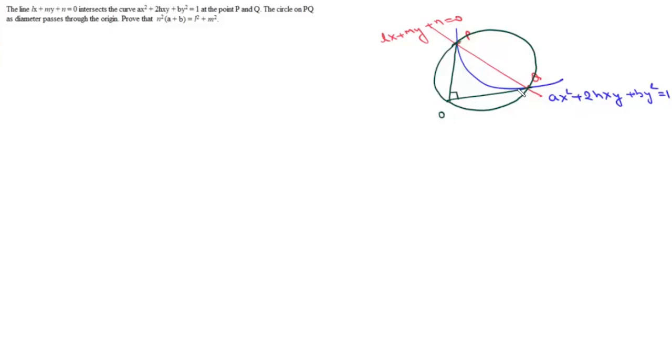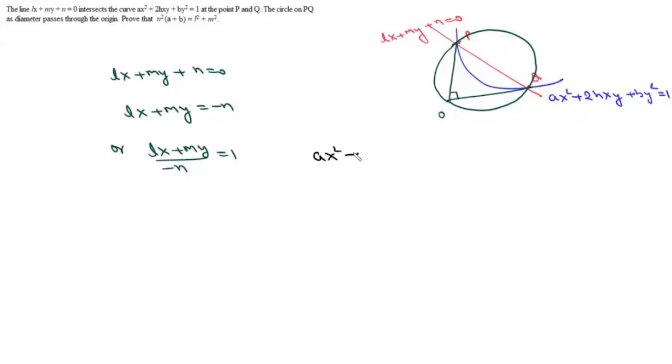Now we know that in all these questions, what we do is we make the curve homogeneous using these two equations. Now first we'll take this equation of line, which is LX plus MY plus N equals 0, and we can write this as LX plus MY equals minus N, or simply LX plus MY upon minus N equals 1. Now we'll take this equation of curve, which is AX square plus 2HXY plus BY square equals 1. Now all these three terms are of degree 2. So we have to make this degree 2 to make it a homogeneous equation.